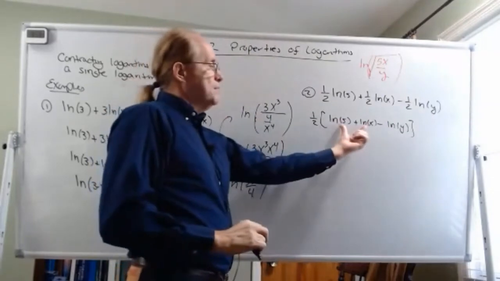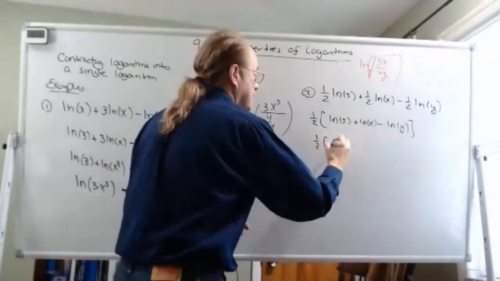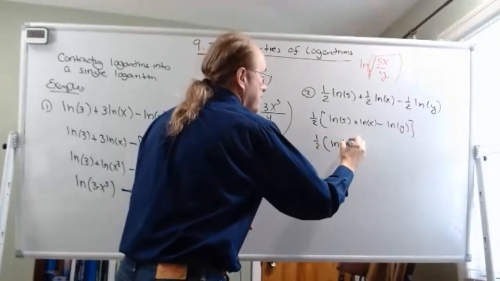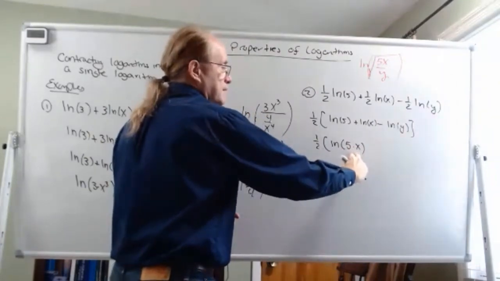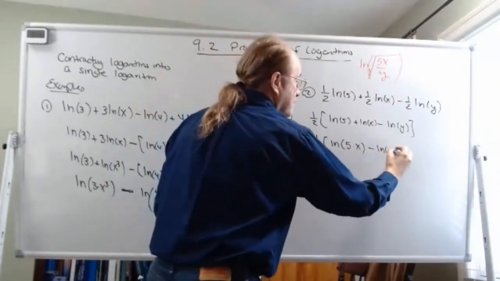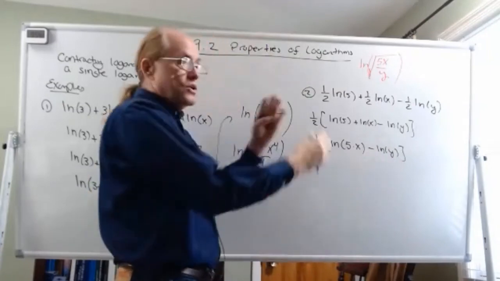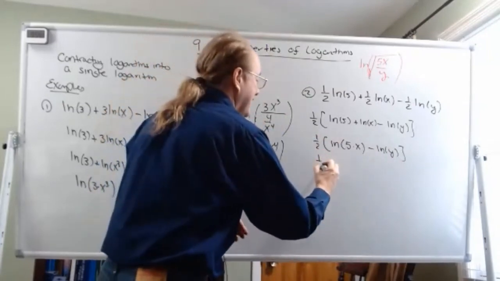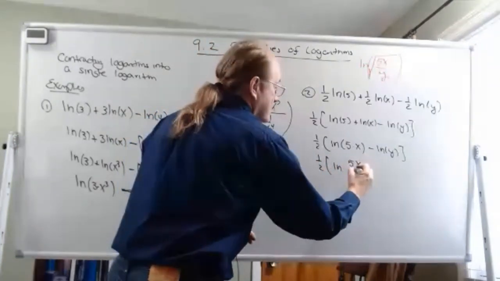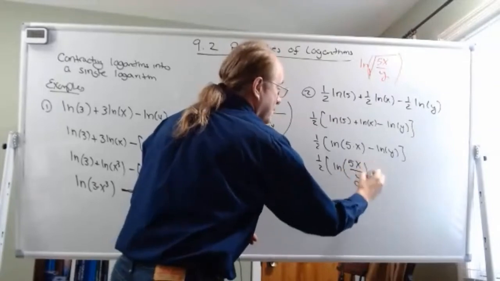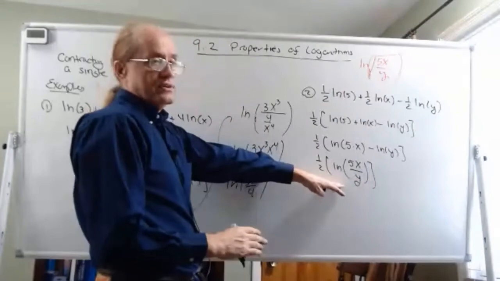Okay, now I have a sum over here. That sum in the logarithm becomes a product. So it's 1/2 times the natural log of 5 times x. A sum becomes a product over here, minus the natural log of y. Well, this is a difference. The difference becomes a quotient of the two logs. So it's 1/2 times the natural log of 5x over y.